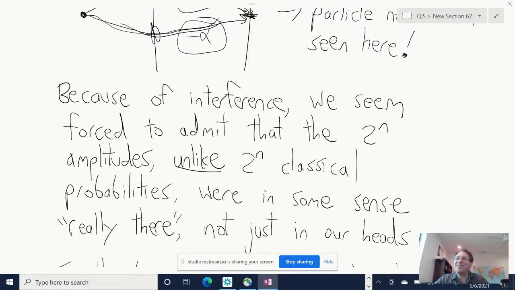Okay, so 2^1,000 complex numbers that in some sense are really there, or at least are needed to describe the state of the system, to predict the probabilities of the results that we will see when we look. And whenever anything is done to those 1,000 particles, then we're saying that nature has to cross off all of those 2^1,000 complex numbers and replace them by new complex numbers.